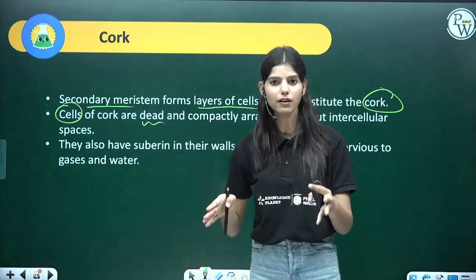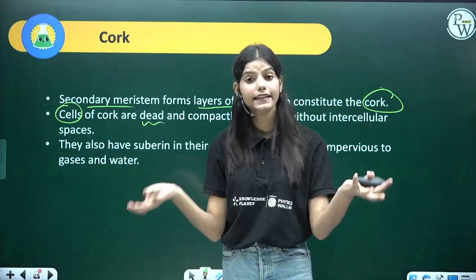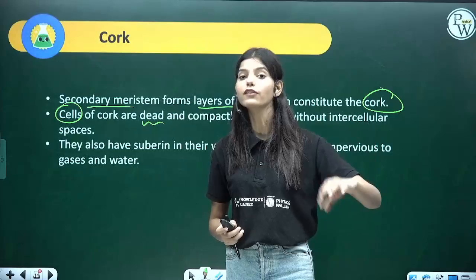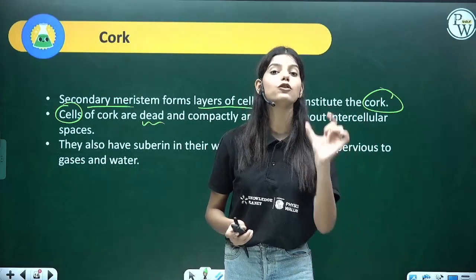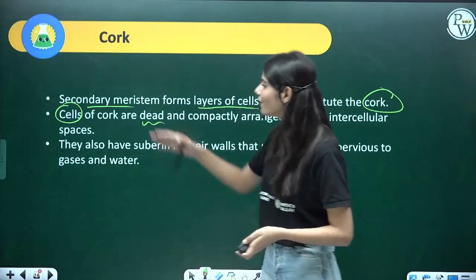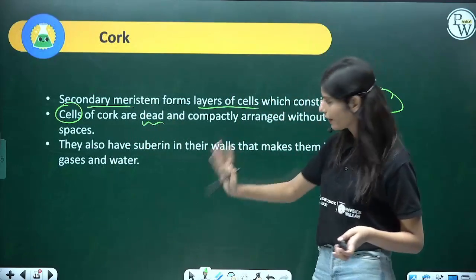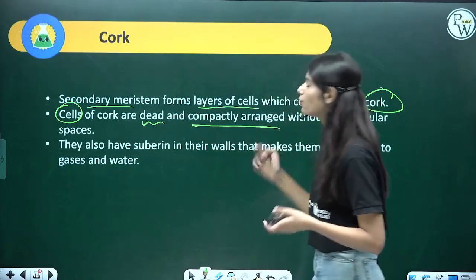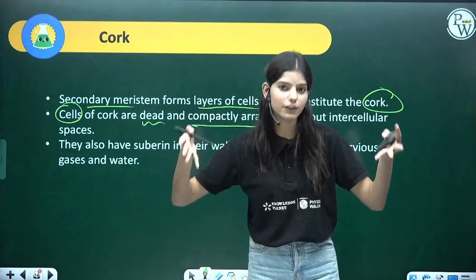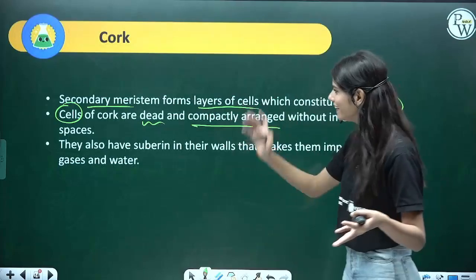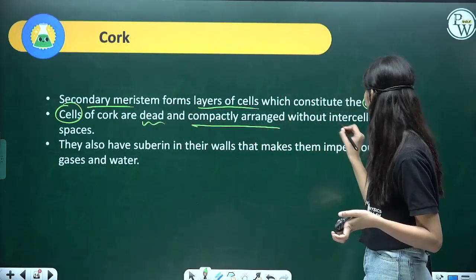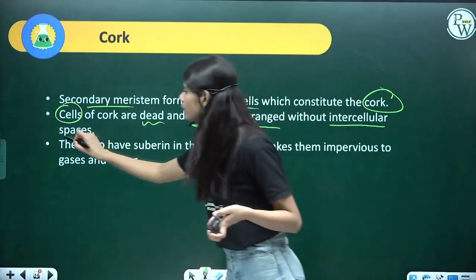Remember we learned about Robert Hooke. He discovered cells for the first time in cork, and the cells that he discovered were non-living cells. Why? Because cork is the non-living part of plants. So the cells of the cork are dead, and they are compactly arranged. Why? Because they make the outermost boundary for the trunk of plants or trees, right? The cells of the cork are dead, and they are compactly arranged with no intercellular spaces.